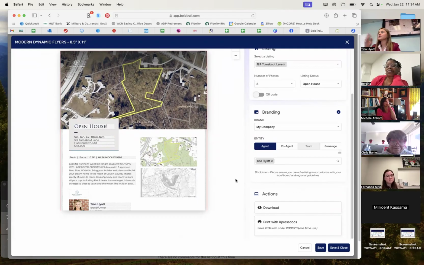Yep, the expert marketing suite from Exit. Yeah, it's very similar. Yeah, it is. It's more robust for sure.